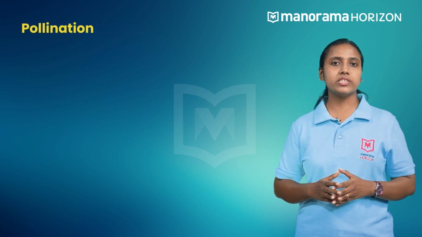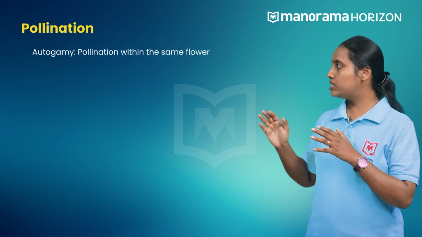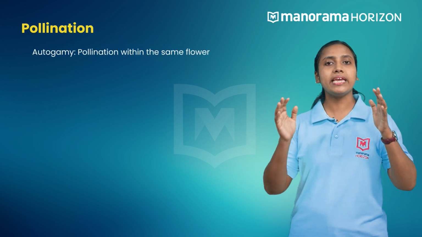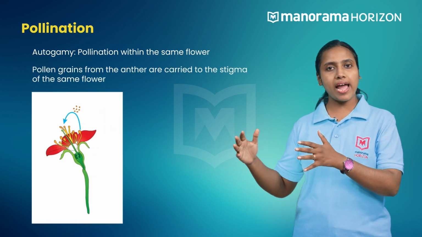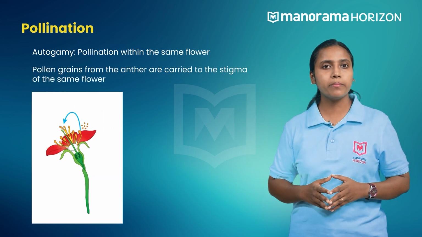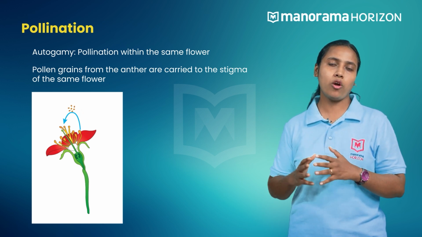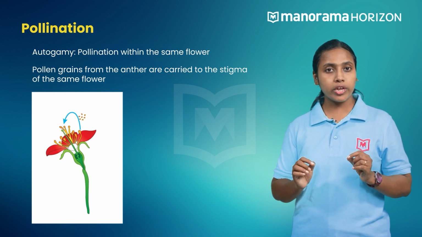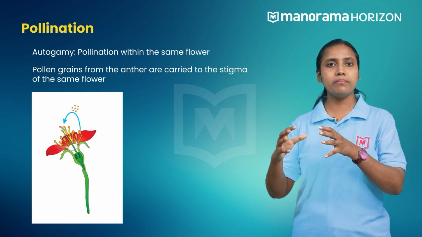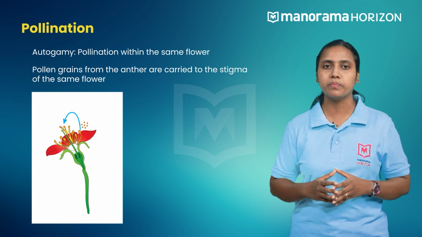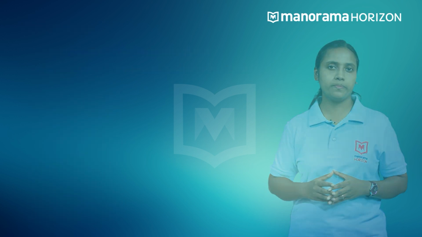As the name suggests, autogamy is the pollination within the same flower. So, pollen grains from the anther are carried to the stigma of the same flower in autogamy. Autogamy occurs when pollen grains are released at the same time as the stigma becomes mature and receptive.